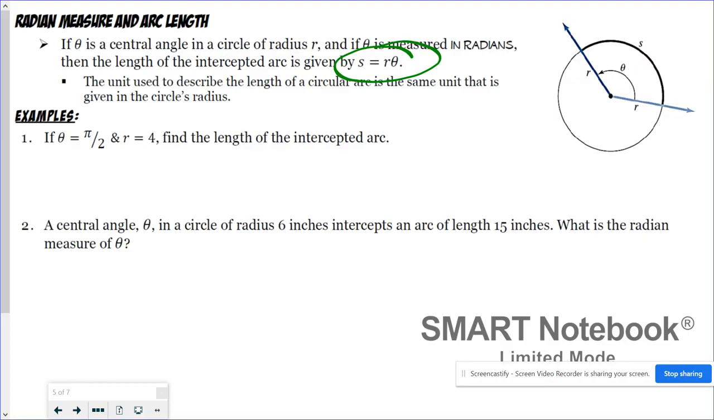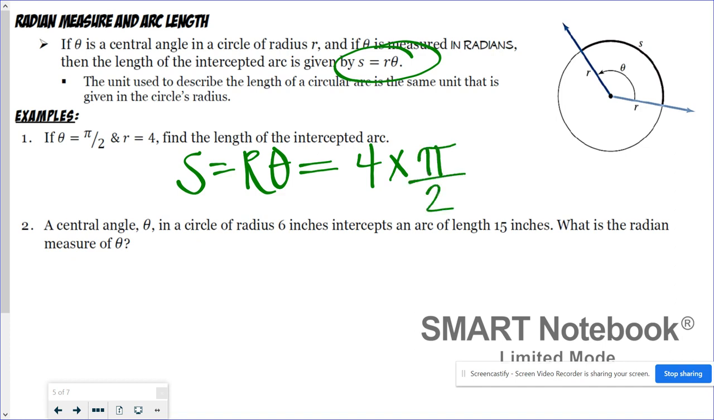Like in number 1, they say find the length of the intercepted arc. They are giving us theta in radians. And so the rule is that S is equal to the radius times theta when theta is in radians. So the radius is 4, and then I'm just going to multiply that by pi over 2. When I do that, I get 4 pi over 2, which is simply 2 pi. So 2 pi would be the arc length, right?